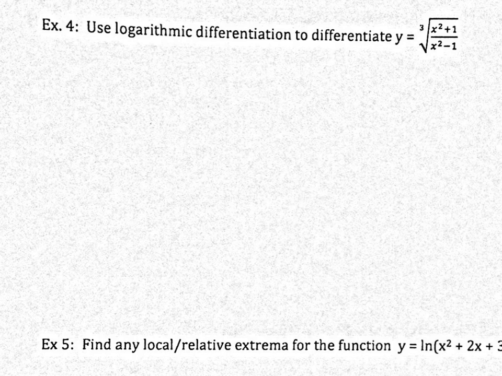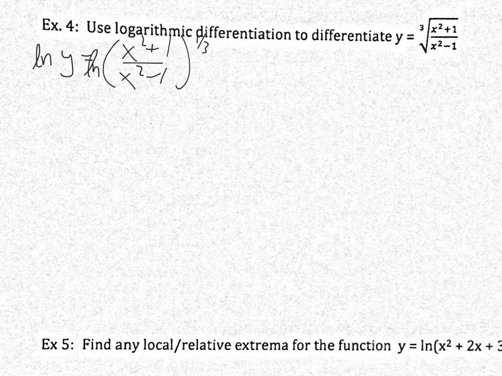Okay, so I'm going to rewrite this function right over here. I'm going to have y equals, and instead of putting cube root, I'm going to put x squared plus 1 over x squared minus 1 to the 1/3 power. Remember, when you're taking the cube root, that's the same as 1/3 power. And the next thing I'm going to do is take the natural log of both sides. So I'm going to take the natural log of the left and the natural log of the right.